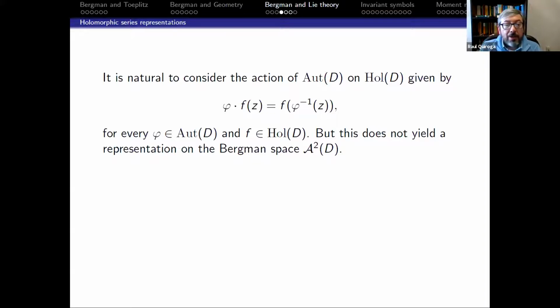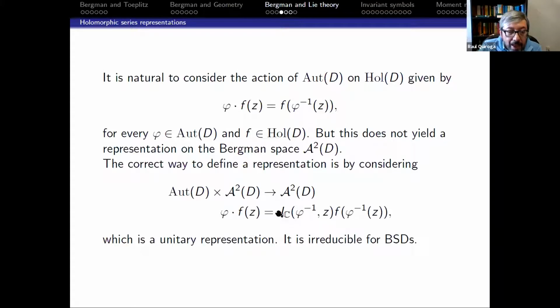Now, what about unitary representations that I mentioned? The automorphism group of a domain D acts naturally on all holomorphic functions just by precomposing with the inverse, so that you actually have an action. However, this is not going to be a good representation for the Bergman space. Why? Because automorphisms do not preserve the Lebesgue measure. So this is not going to be a unitary representation. Think of the Mobius transformations: they do not preserve the Lebesgue measure on the unit disk. So this representation is no good.